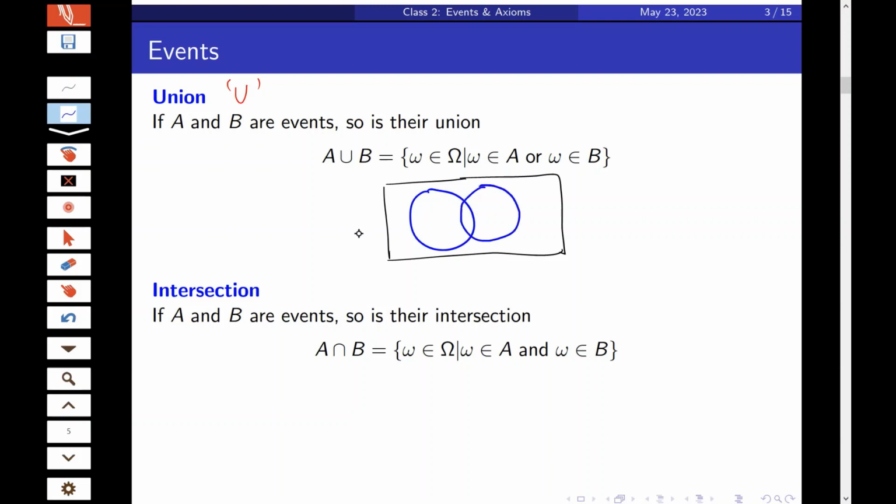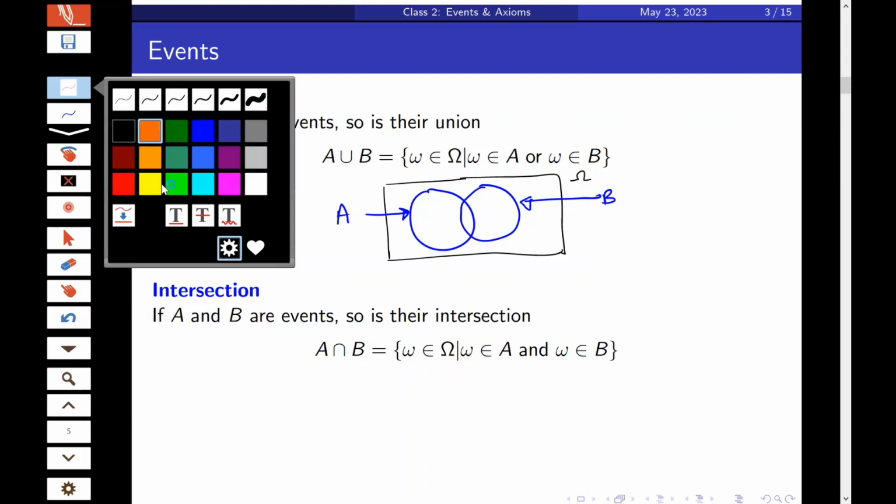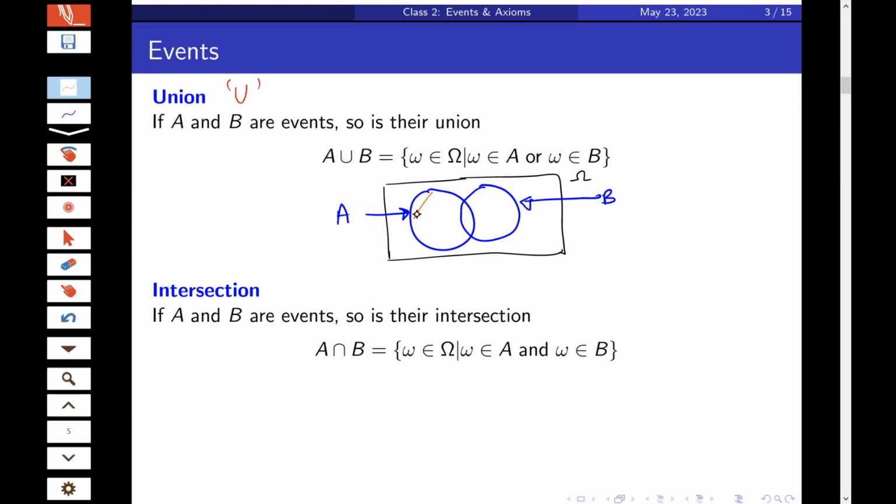Okay, so this is how we can visualize this one. This is event A, and this is event B, and this is omega. I'm going to shade the region that belongs to A union B. So the shaded region is A union B. Any item in A or B or both is in this region. So these omegas can be in any of these three places. So then we say this is A union B.